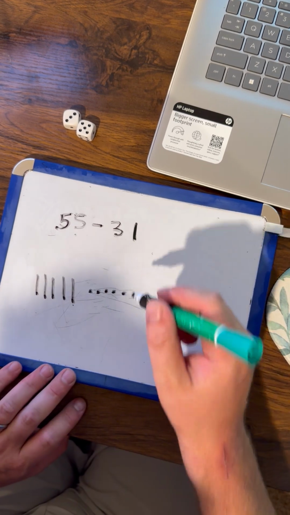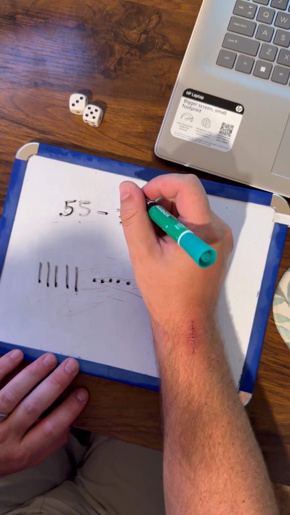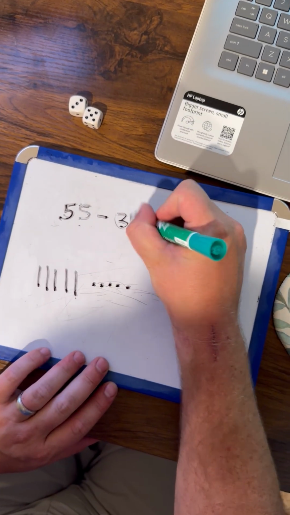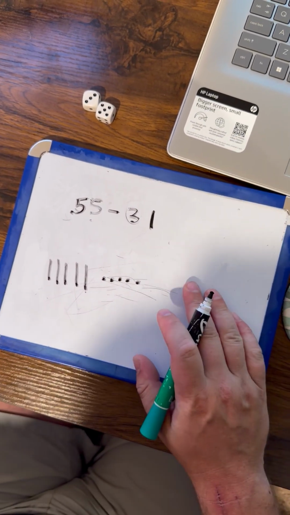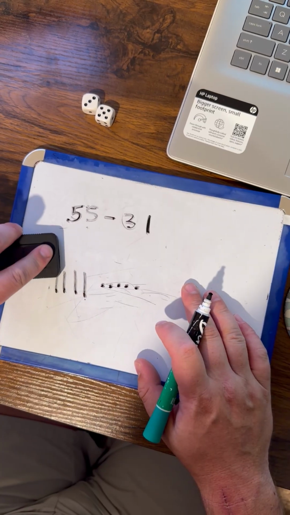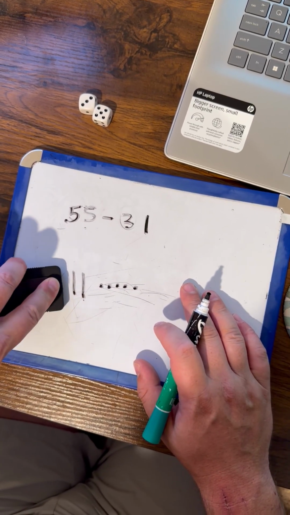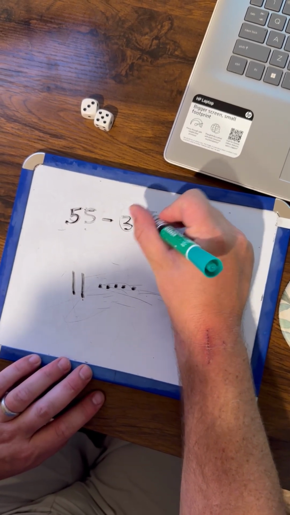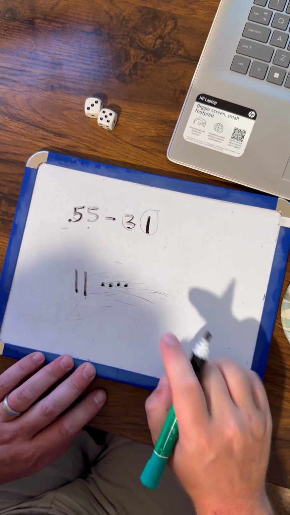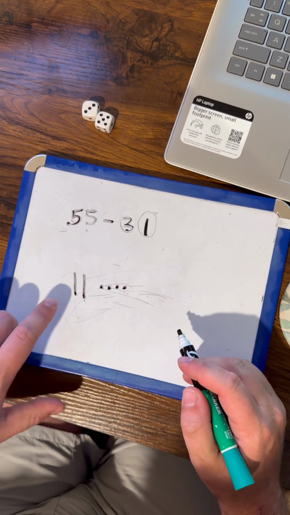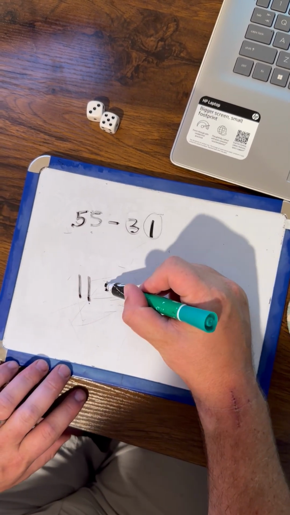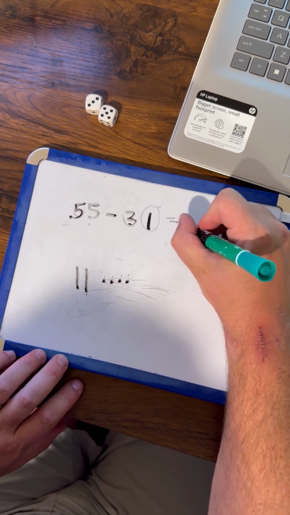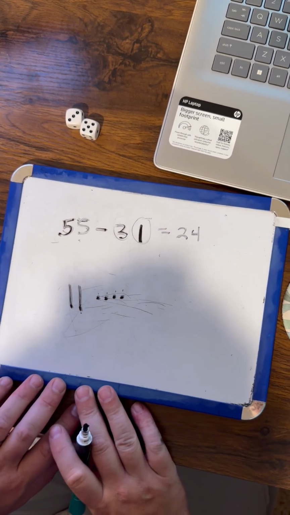Okay. And now we're going to take away instead of adding this time. So instead of adding more sticks, we're going to take away some sticks. And we see that we have 3 in the ones column. So we're going to take away 1, 2, 3. And then we have 1 in the ones column. So we're going to take away 1 dot. And then we're going to count these up. You get 10, 20, 21, 22, 23, 24. So that will leave us with 24 library books still on the shelf.